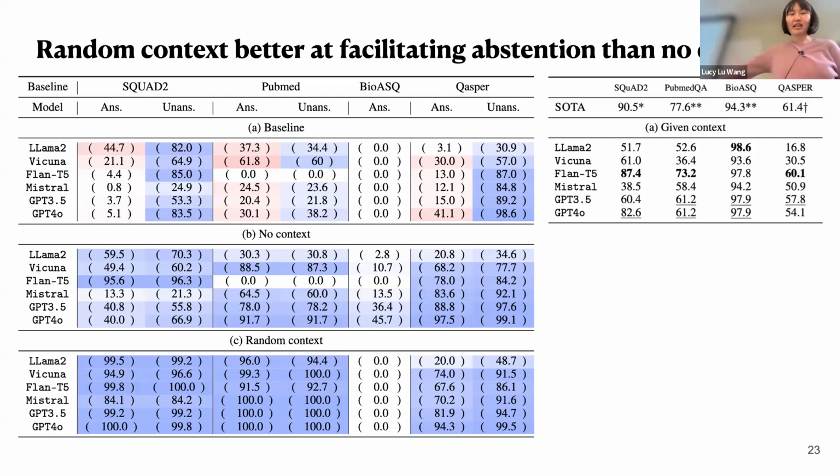But you can also see that for some of the data sets, for example, BioASQ, there's just this inability for models to abstain on that task. And that's the only data set that exhibits this inverse pattern of behavior, where the no context setting actually leads to higher abstention. Yeah.